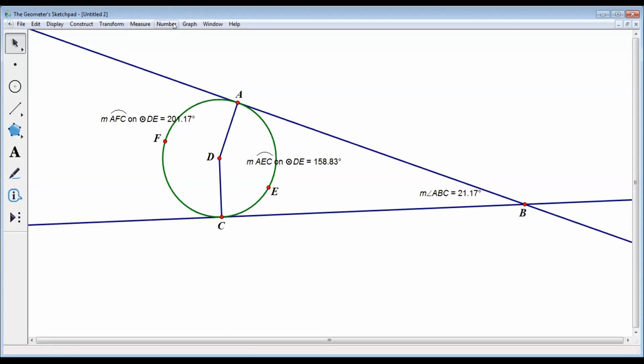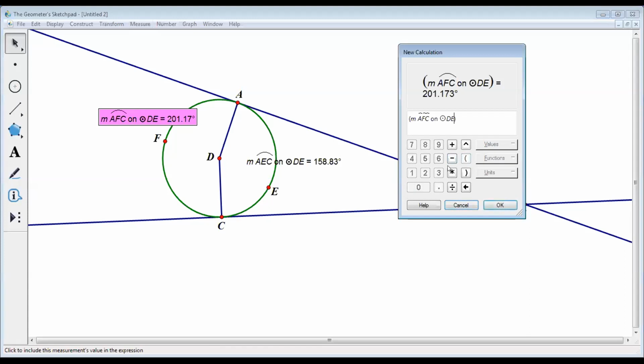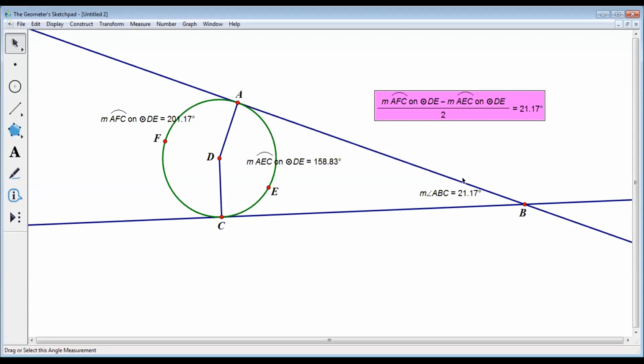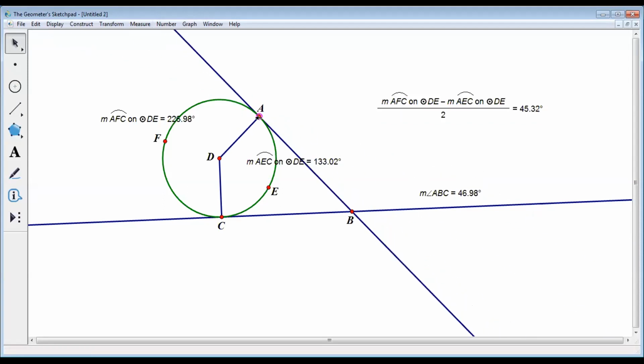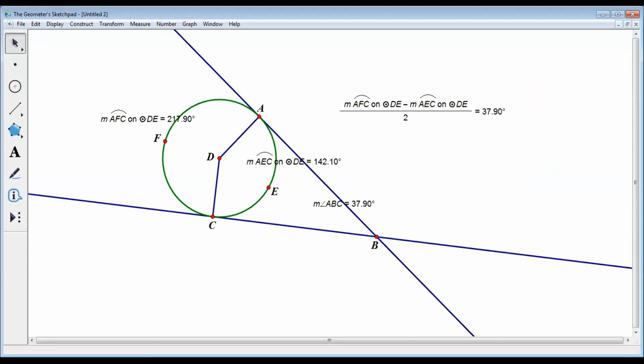And if I calculate the bigger arc minus the smaller arc times a half, or divided by 2, well, 1/2 the difference of the two intercepted arcs is equal to the measure of the exterior angle formed by two tangent lines. I'll just move the points around a little, and we can see, wow. So let's get back to our notes.